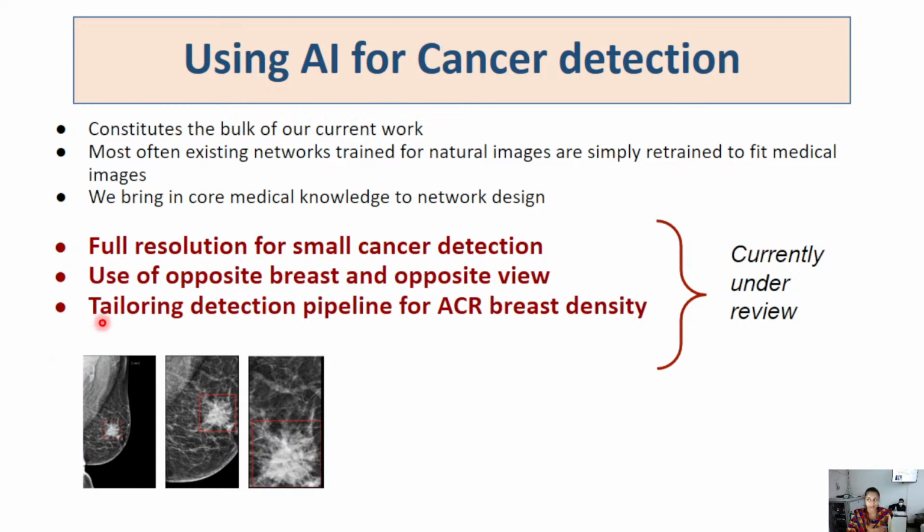And like we mentioned earlier, we have much denser breasts in India because it happens a little earlier. We are specifically tailoring our algorithm to compensate for the ACR breast density so that it can pick up cancers in denser breasts. And we're also looking at whether we can do a risk stratification and define whom to screen rather than trying to screen the entire population.